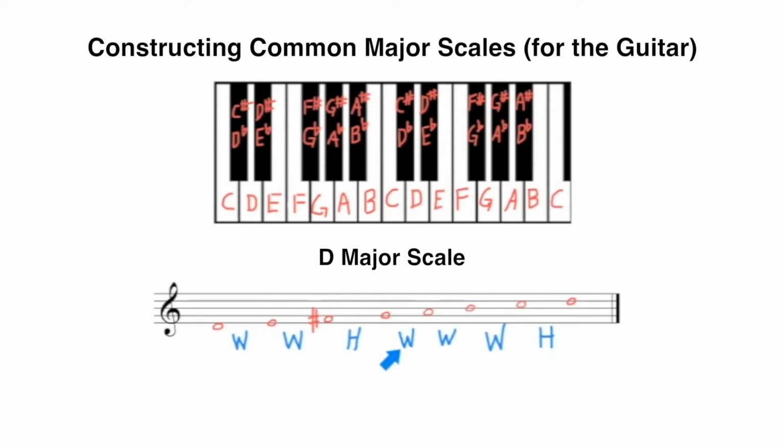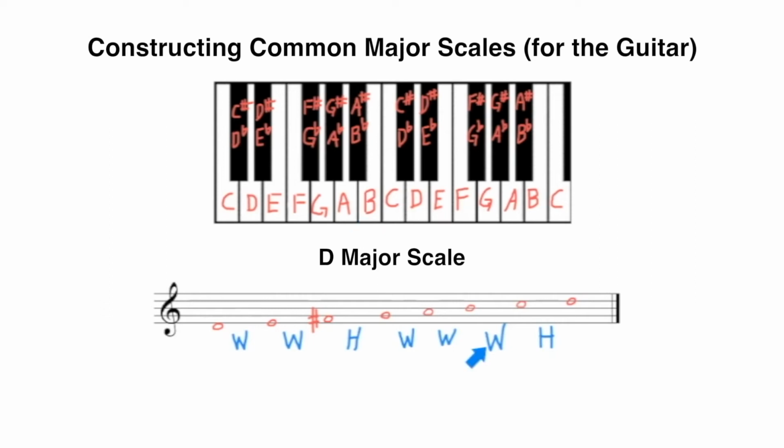Next, from G to A, we need a whole step. Here we have G, a black key in between to A, so 2 half steps makes a whole step, so no changes necessary there. We have the same thing from A to B, A, black key, B, so that's a whole step.